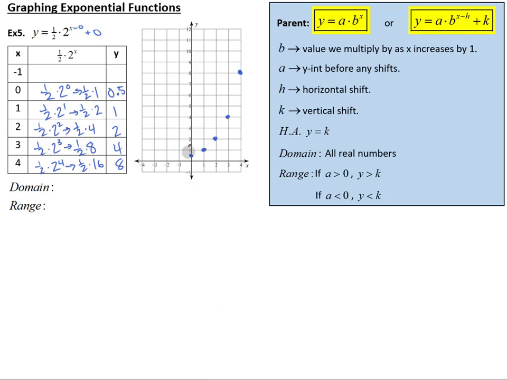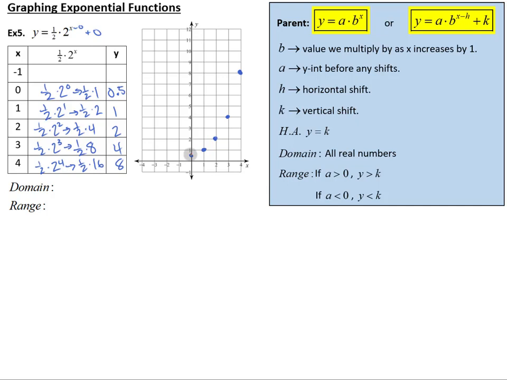So notice, though, we said this is like my y-intercept, 1/2. And every time we went to the right 1 unit, it's being multiplied by 2 over and over again. So 1/2 times 2 is 1. 1 times 2 is 2. 2 times 2 is 4. 4 times 2 is 8. You can see as we go to the right, it's multiplying by 2, just like our geometric sequences.